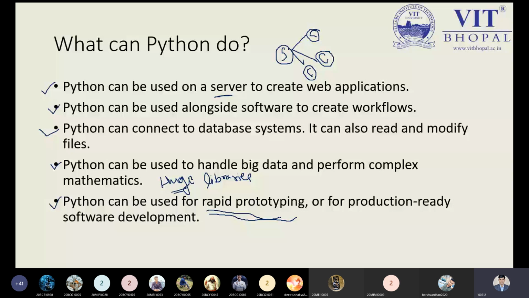Rapid prototype is a model name, and we have different kinds of models like the waterfall model, which we will understand in the software engineering subject. So Python is also applicable to develop such kinds of applications. So this is the point. Now it is clear to all? Yes, sir.